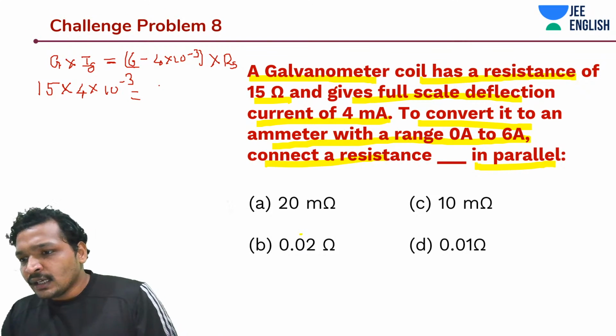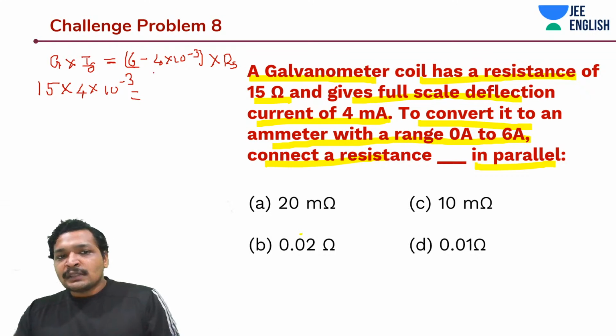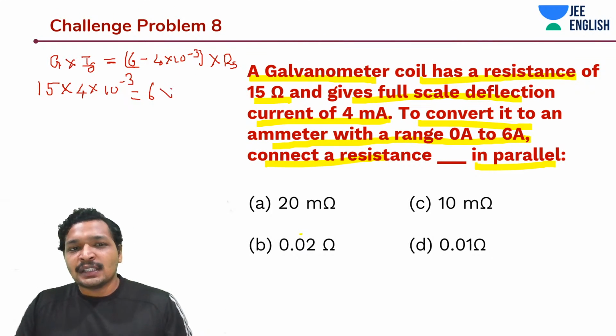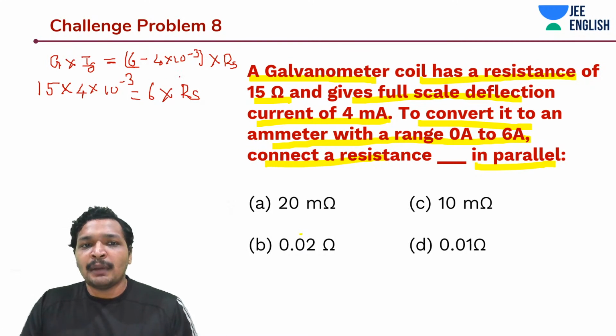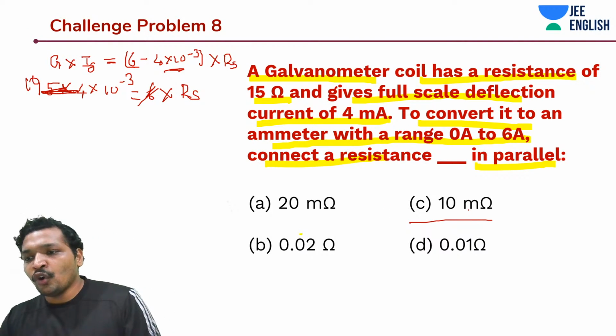6 minus 4 into 10 to the power minus 3 is going to be about 6. I'm just assuming it's 6 into Rs, ignoring this small part. The right side is 15 into 4, which is 60 into 10 to the power minus 3. If you bring the 6 over here, this is going to be 10 into 10 to the power minus 3 ohms, that is 10 milliohms.